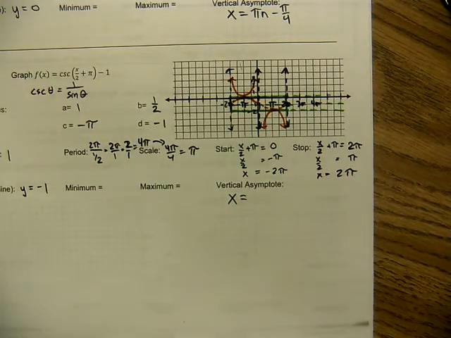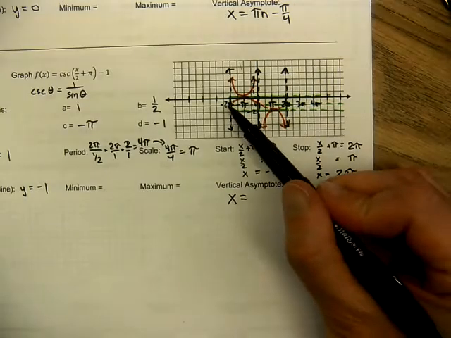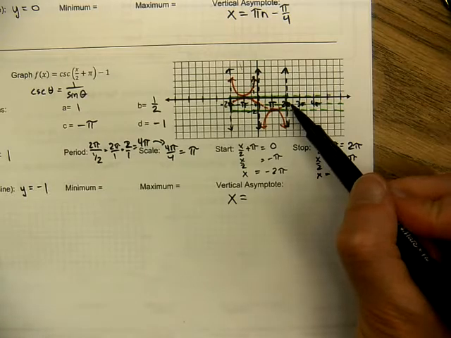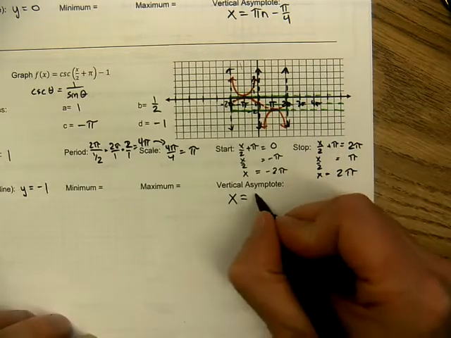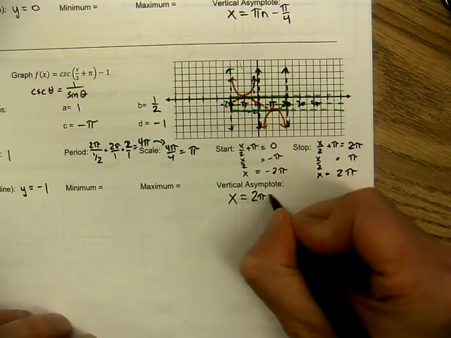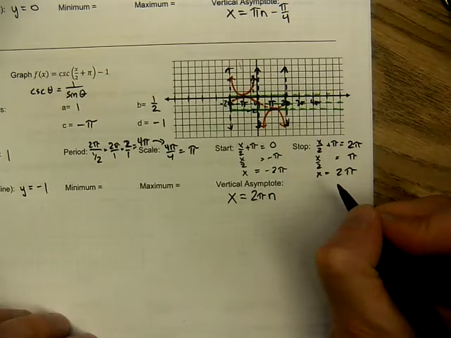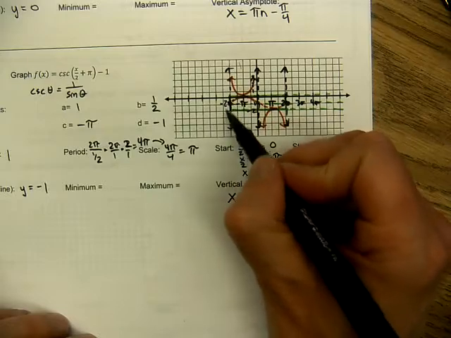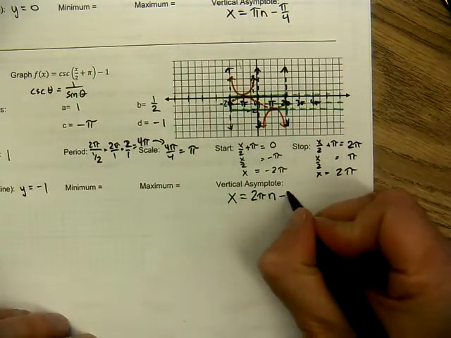All right, so let's think about this for a moment. Again, there's always 2 pieces. One is, what's the interval between the vertical asymptotes? So we're going from negative 2 pi to 0, or from 0 to 2 pi. So it looks like at every 2 pi radians later, we encounter the next vertical asymptote. So 2 pi times n. And then where does our first one start? Our first one starts here at negative 2 pi, so minus 2 pi.